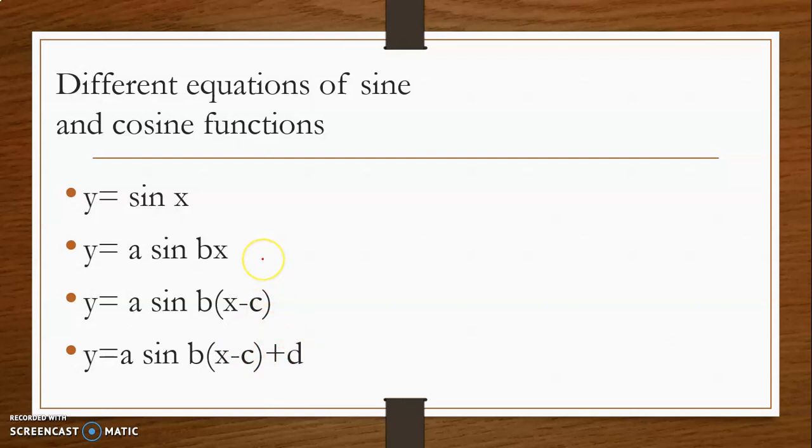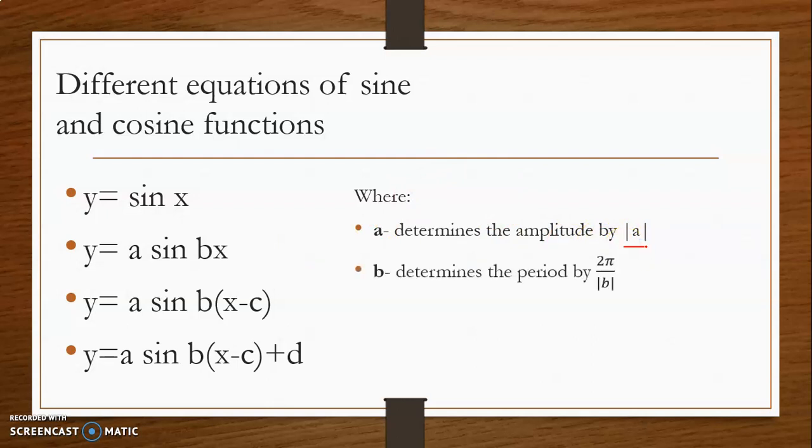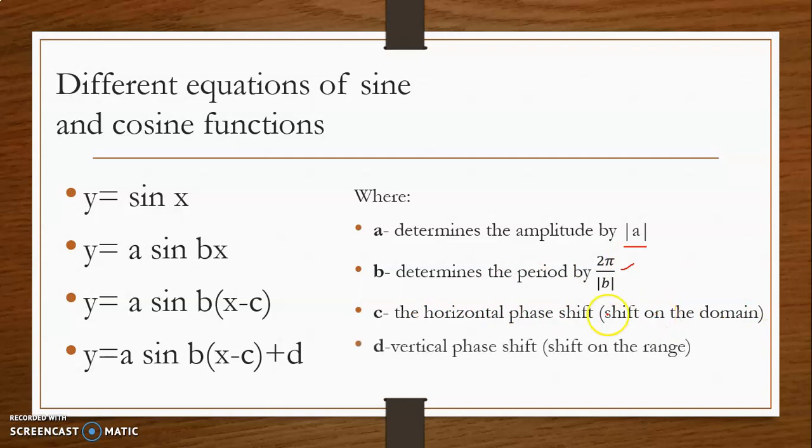What is this, ma'am? Where a determines the amplitude. We get the amplitude by getting the absolute value of a. B determines the period, and the formula for our period is 2 pi over the absolute value of b. C is the horizontal phase shift, or the shift on the domain, while d is the vertical phase shift, or the shift on the range. We will know more about these variables once we discuss the examples.